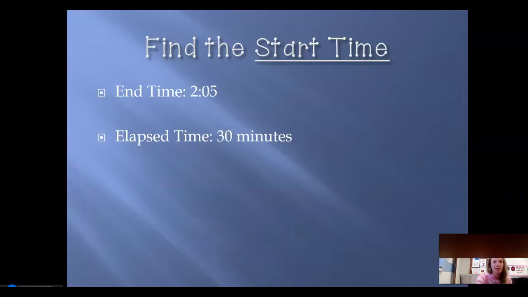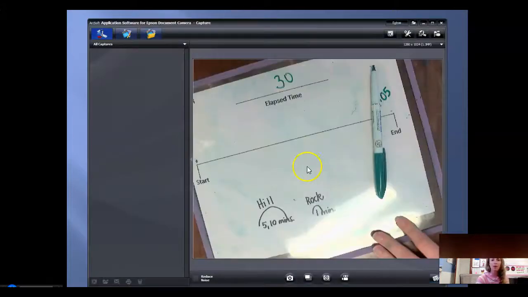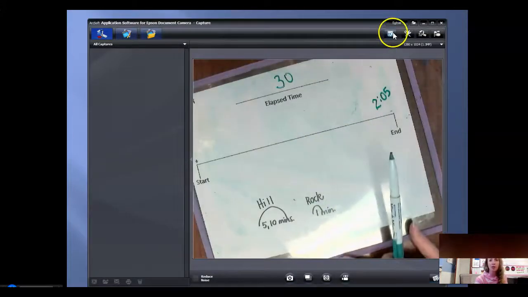All right, kiddos, here's our next one. We have an end time of 2:05. Our elapsed time is 30 minutes. So I'm going to fill in that my end time is 2:05, and I have to go 30 minutes on my elapsed time. All right, so kiddos, this is what your paper should look like here.